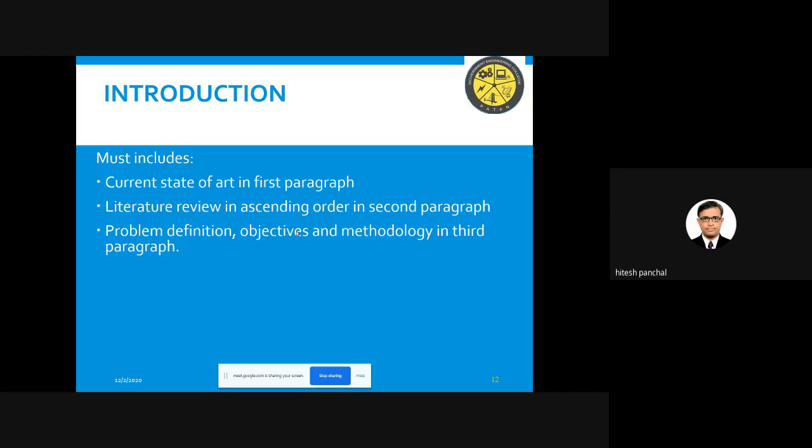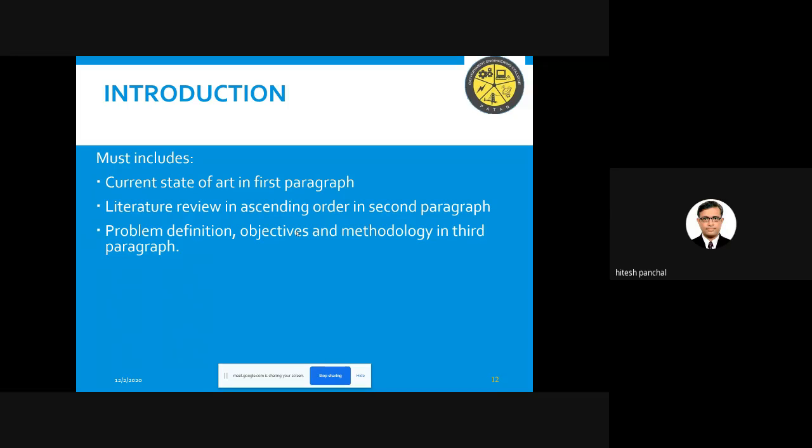Sometimes what happens is, if you see a paper, you will find around 10 to 15 articles. From 10 to 15 articles, you will never obtain the proper problem definition. From the problem definition, you get the objectives and the methodology. So the third step will not be obtained well. That is why you must know that the literature review should be written in ascending order, and it must be in the second paragraph.